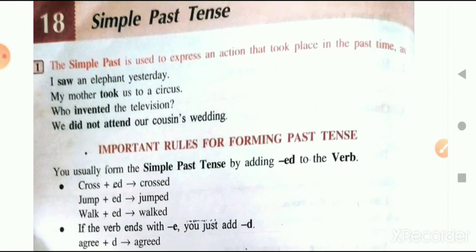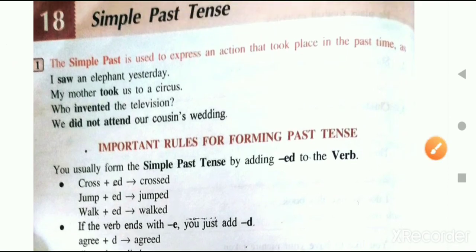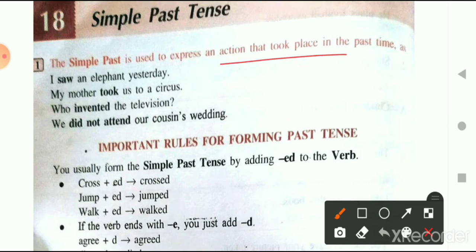Now we have simple past tense. The simple past tense is used to express an action that took place in the past. Whenever we are talking about an action which has already happened in the past, like I said, happened means ho chuka hai, then we are going to consider it as simple past tense. For example, I saw an elephant yesterday.